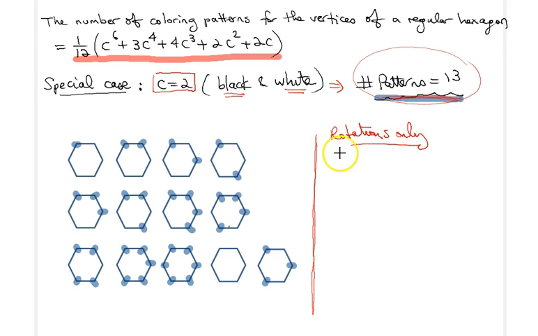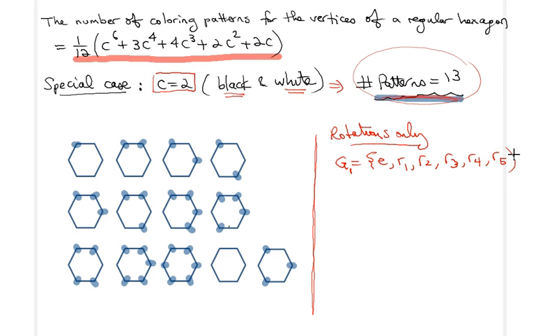So in the case of rotations now, what are the group symmetries? Let's call it G1. The identity is still available. The 60 degree, 120, 180, 240 and 300 degree rotations are available. The 360 rotation is the identity, so it's the same. So that's all we have.